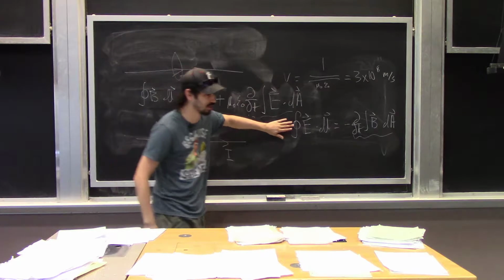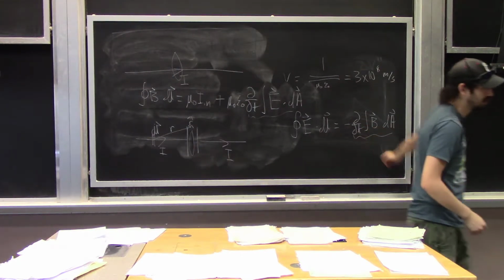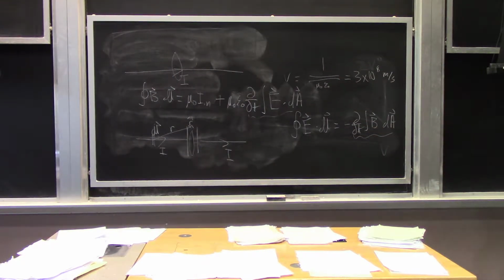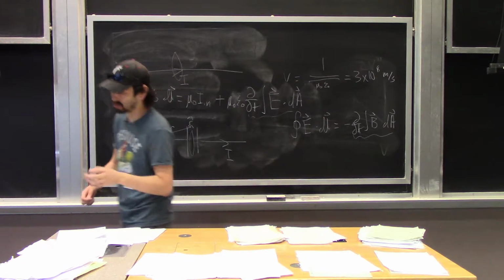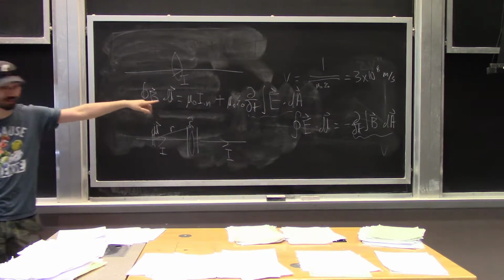There's historical reasons why we call it Faraday's law, but Maxwell was the one that wrote it down. Faraday was an experimentalist, and he showed tabletop experiments to show the relationship between B and E, but Maxwell was actually the one that wrote down this equation.